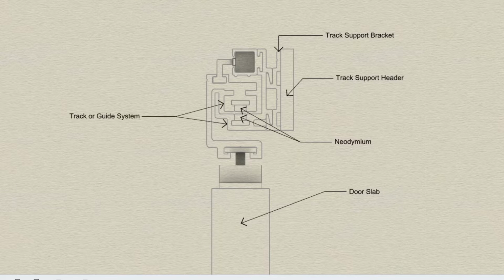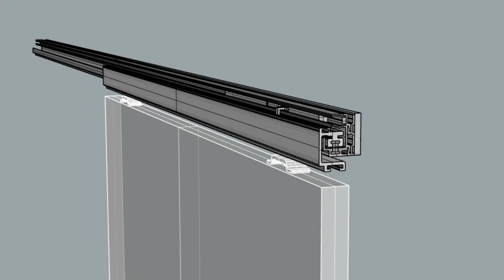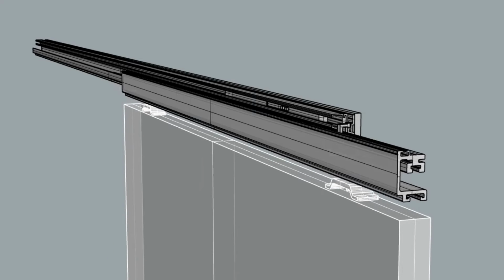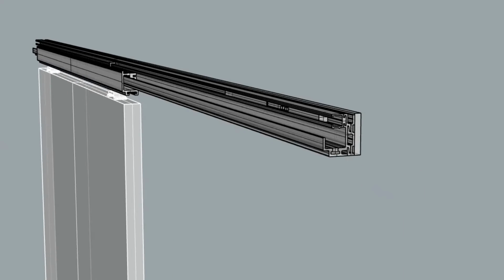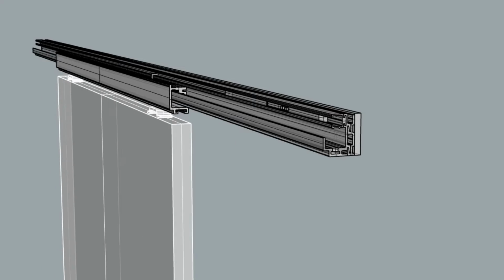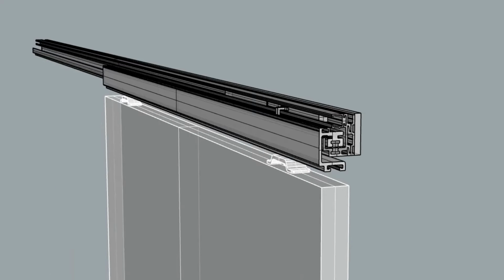Track or guide system. While hover doors don't rely on a traditional track like sliding barn doors, they often have a subtle guide system that helps maintain stability and alignment as the door hovers.